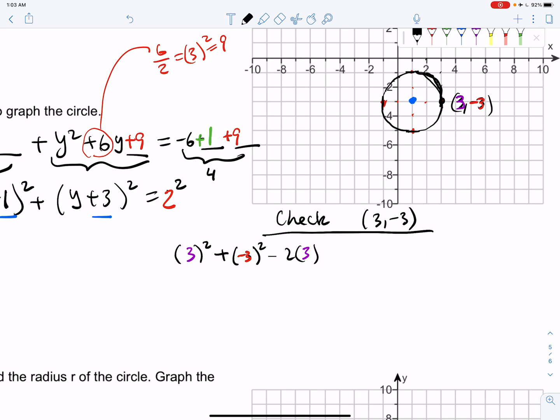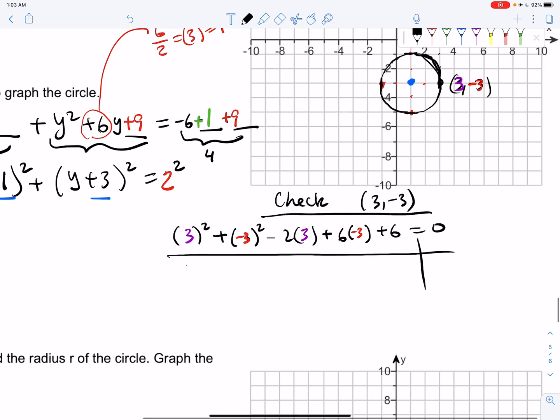And the formula continues on with saying 6 times y. Y is negative 3. It says plus 6, and all that better equal 0, if 3, negative 3 is truly a point on our circle.